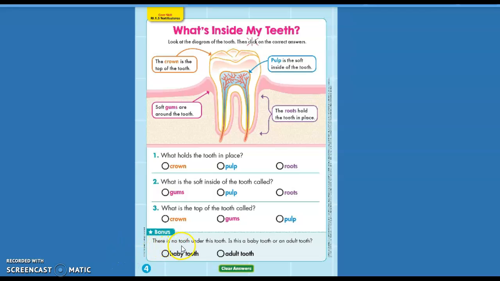Bonus. There is no tooth under this tooth. Is this a baby tooth or an adult tooth? And circle what answer.